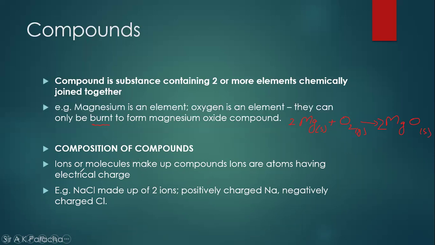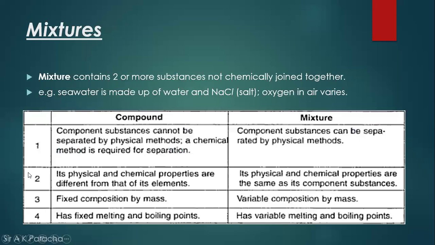The composition of compounds. Ions or molecules make up compounds. Ions are atoms having electrical charge. The atoms having electrical charge are called ions. For example, sodium chloride is made up of two ions, positively charged sodium, Na is the symbol of sodium, and negatively charged chlorine. We will discuss it under the topic of bonding as well.